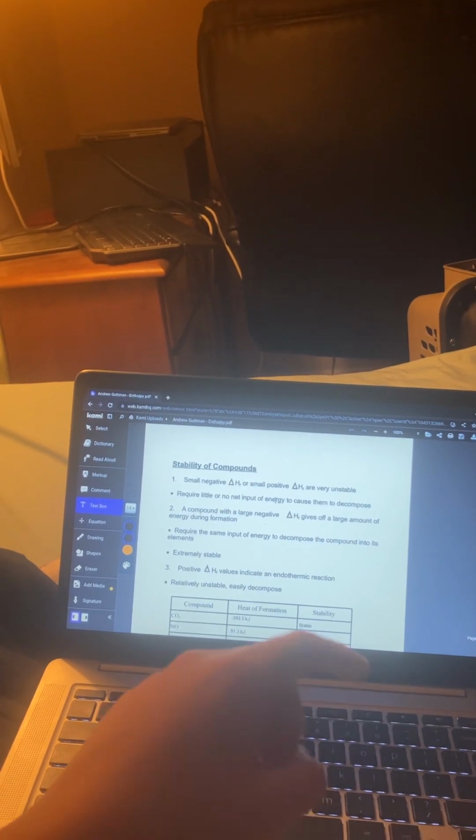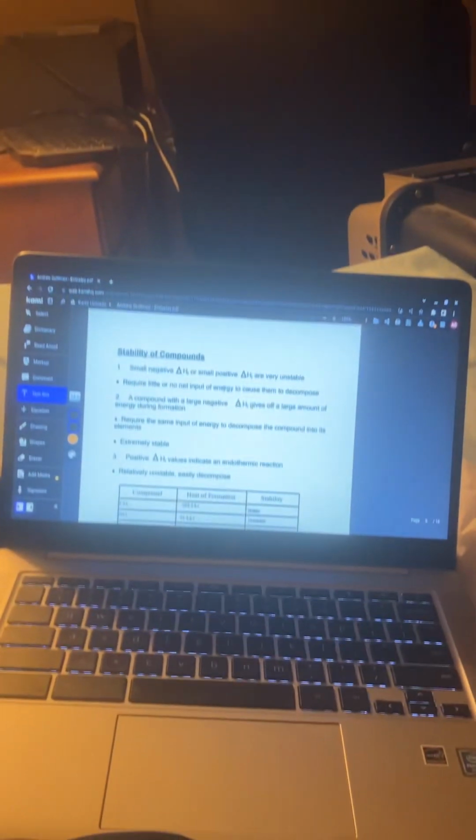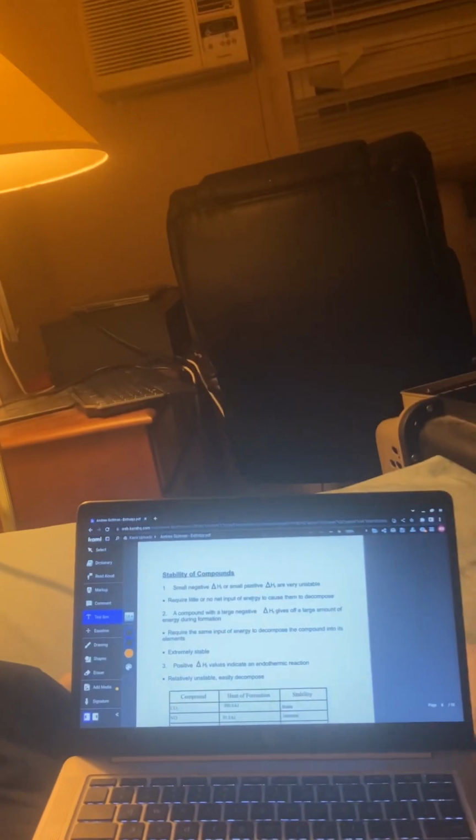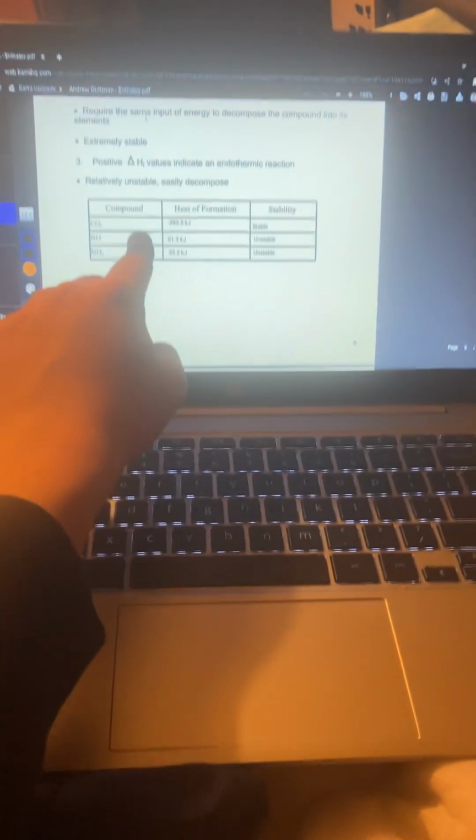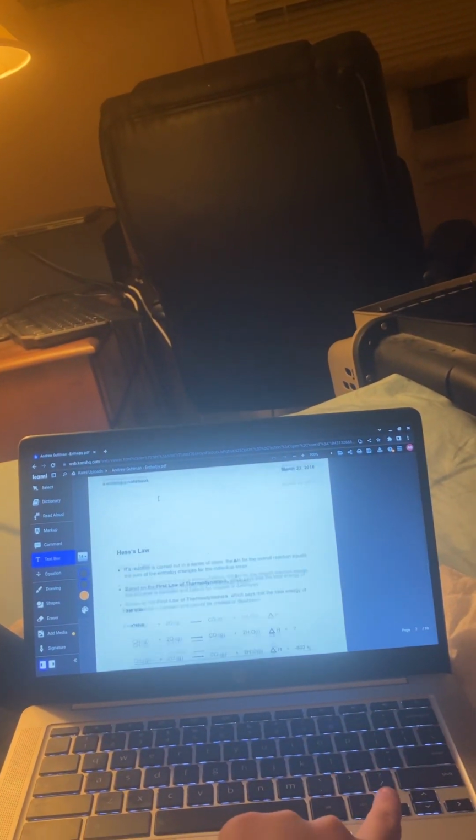Generally, if you have a small delta H, it's very unstable. A large negative delta H is extremely stable, and a positive delta H is relatively unstable and can easily decompose. So in this case, this is stable, but these two are unstable, with the CO2, NO, and NO2.